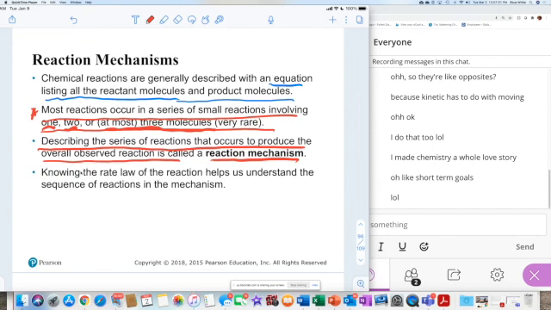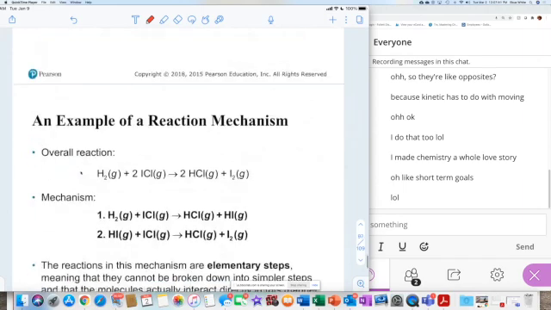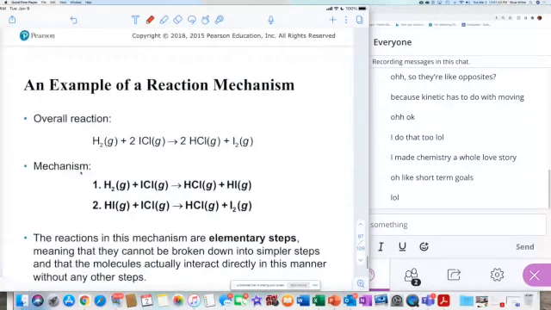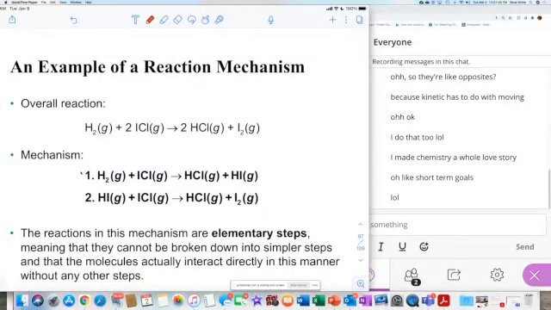And of course, in the end, we are learning about reaction mechanism because knowing the rate law of the reaction helps us to understand the sequence of reactions in the mechanism. And we're going to be doing that. So an example. As we're looking at this part right here, remember, we're looking at the overall. This right here is the overall reaction. This is like the bottom line.